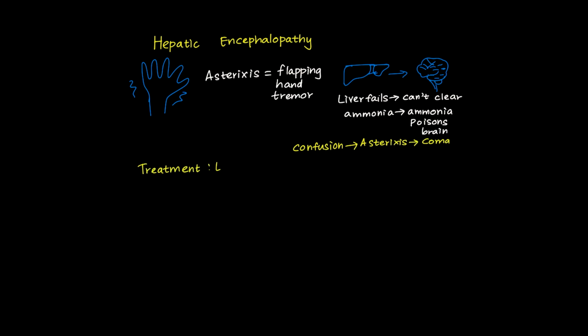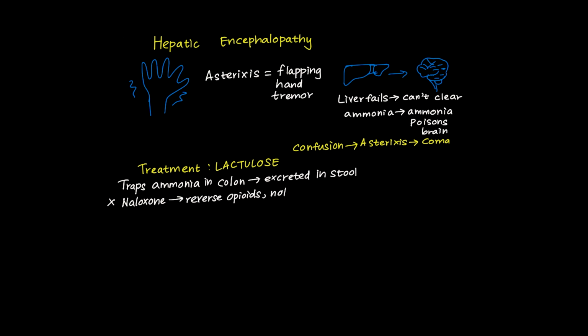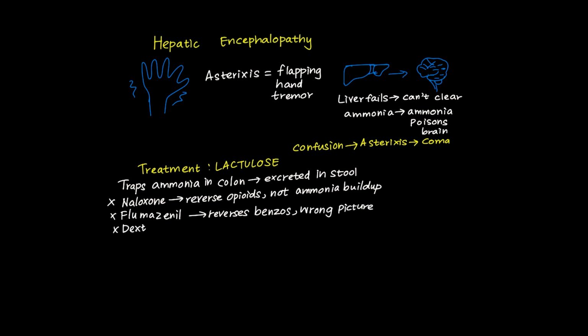Lactulose is the treatment. It works in the gut by drawing ammonia into the colon and trapping it there so it gets excreted in stool rather than crossing into the brain. Naloxone reverses opioids. You'd see pinpoint pupils and respiratory depression, not asterixis. Flumazenil reverses benzodiazepines. Again, wrong clinical picture. Dextrose treats hypoglycemia, which can cause confusion in liver failure, but dextrose alone won't produce the asterixis finding. That flapping tremor is your key differentiator.